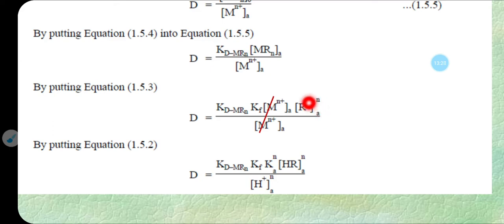So again we substitute the value of R minus from the final equation of stage 2, and we get D is equal to the distribution coefficient of metal chelate, the formation constant of metal chelate, the distribution coefficient, the ionization constant of acid Ka into the concentration of chelating reagent in aqueous divided by H plus.